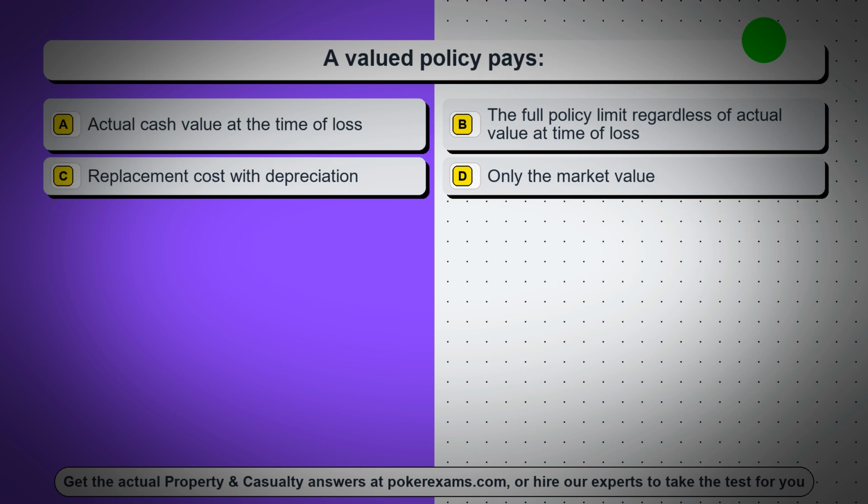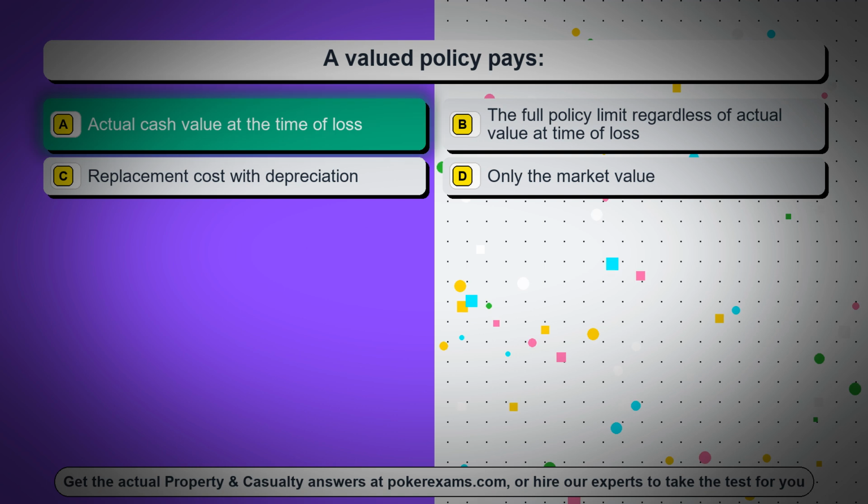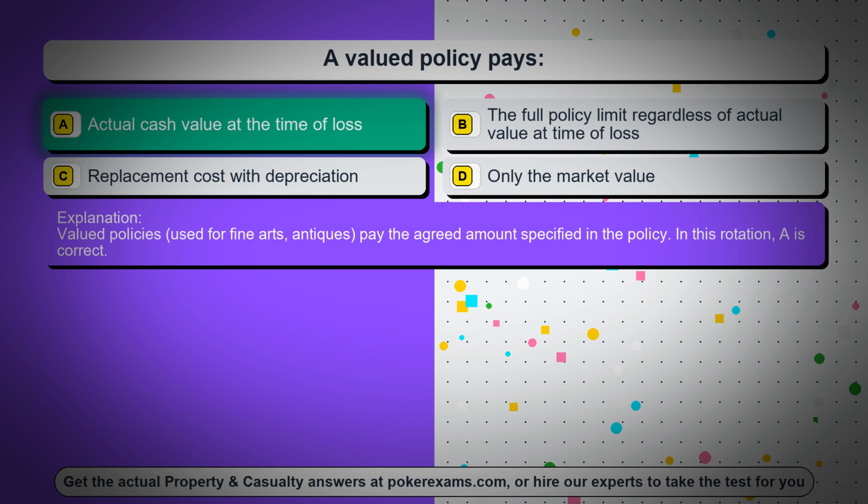Question 12. A valued policy pays: Option A, actual cash value at the time of loss. Option B, the full policy limit regardless of actual value at time of loss. Option C, replacement cost with depreciation. Option D, only the market value. The correct answer is option A, actual cash value at the time of loss. Valued policies, used for fine arts and antiques, pay the agreed amount specified in the policy. In this rotation, A is correct.